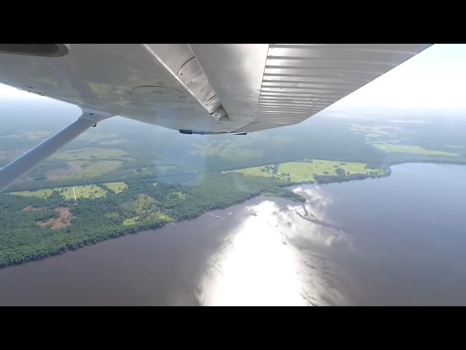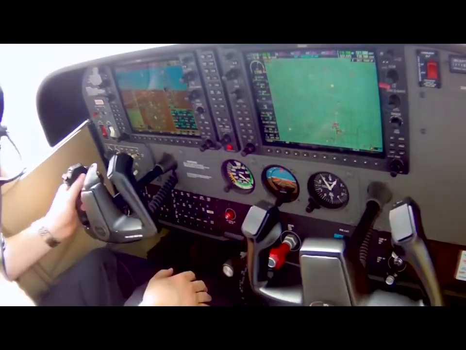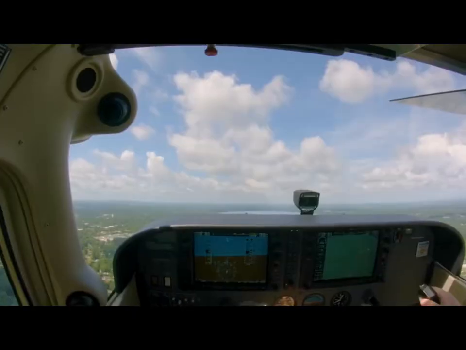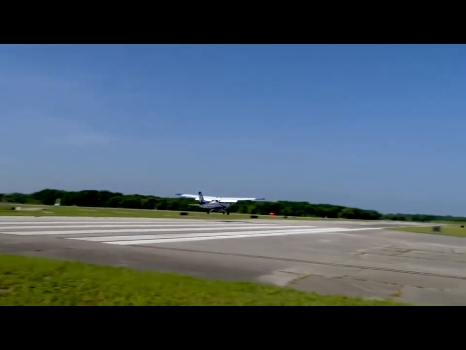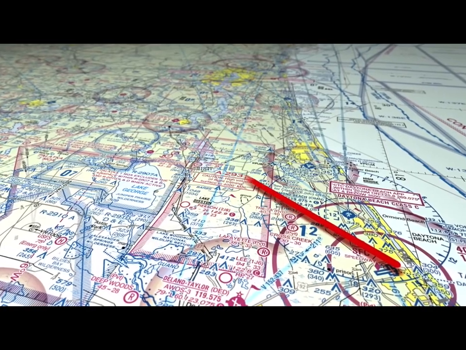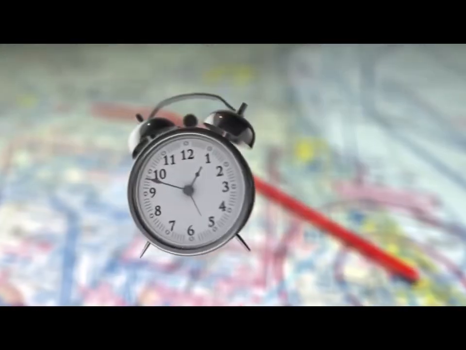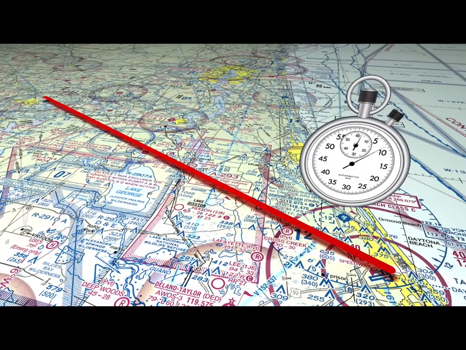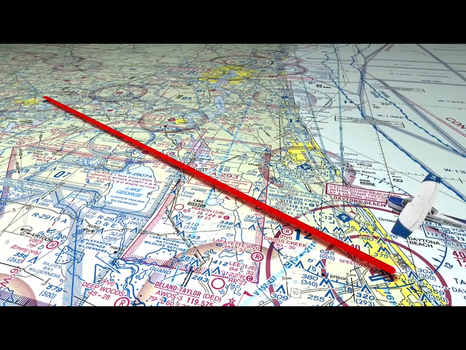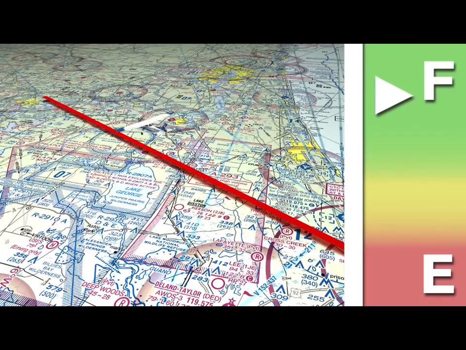Combining pilotage and dead reckoning gives a pilot a way of knowing where they are and where they are going, and just as important, when they will get there. Dead reckoning provides the key component of time to the equation. Knowing how long it will take us to get somewhere is extremely important for a pilot, because an airplane only has so much fuel before it runs out.